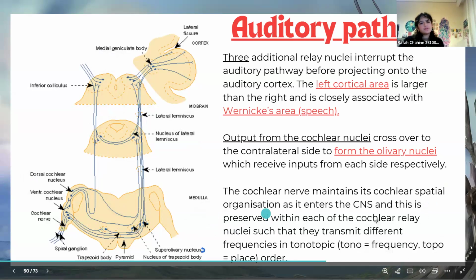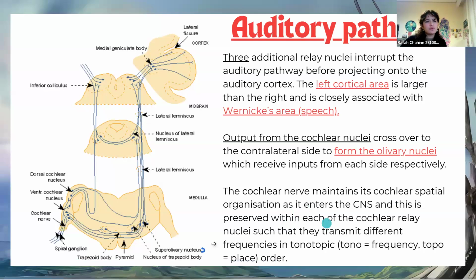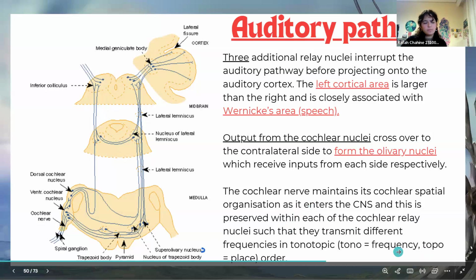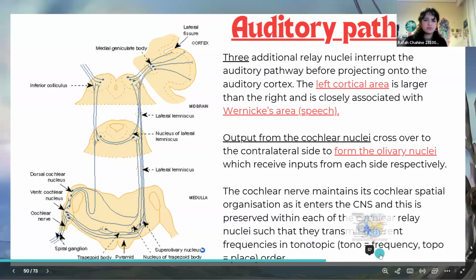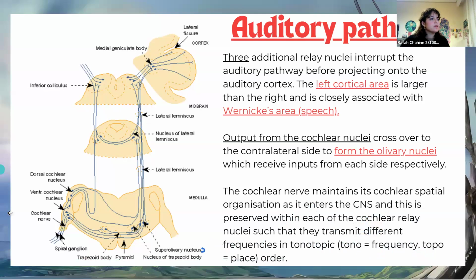Now, the cochlear nerve maintains its cochlear spatial organization as it enters the CNS, and this is preserved within each of the cochlear relay nuclei such that they transmit different frequencies in tonotopic order. Pause. What does that mean? To put it simply, I don't think the lectures went into any details about this, but tonal refers to frequency, tonal frequency. Topo means place, okay? Like topographic location, place.